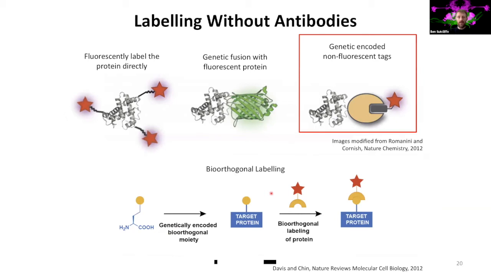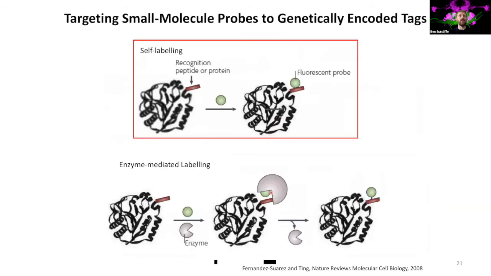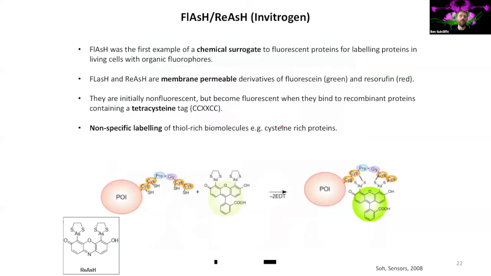So the next technique is to genetically fuse a non-fluorescent peptide or protein that then binds to a fluorescent ligand. So there are different types of these. There's self-labeling and enzyme-mediated. So I'm going to go through the self-labeling versions of these.